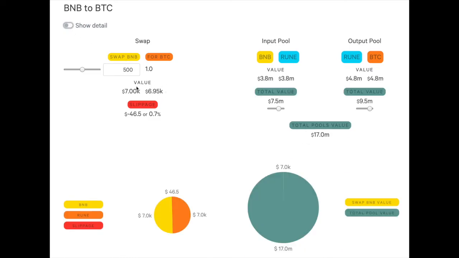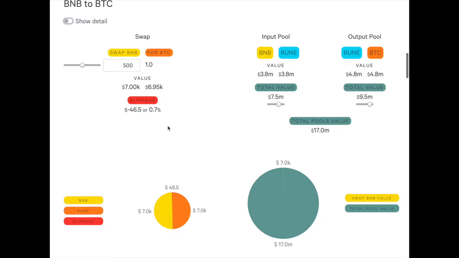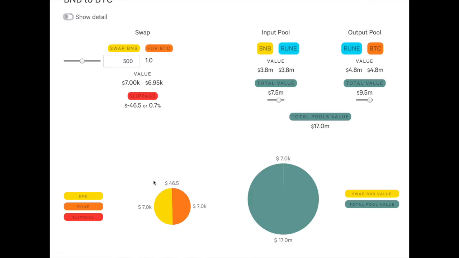Again, there's a difference between the value of incoming assets and outgoing assets, i.e. you're putting in more than you're getting out, and that means that there's a slippage. There's a slippage of $46.5 in this case, or 0.7%. You can see that in this visualization below. The slippage is very, very small here because, well, we'll go into why in a second, but it's just worth seeing that the slippage is relatively low here.